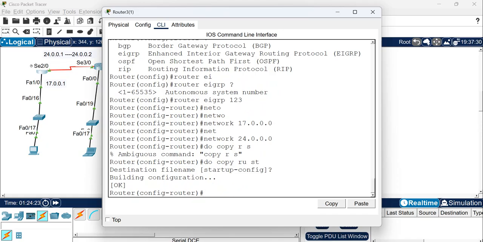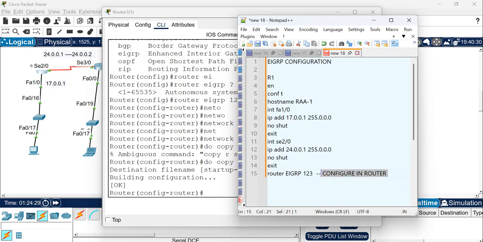So I'm going to do the same in the router now. What I'm going to do is network, which our network is 17.0.0.0, then network 24.0.0.0, then do copy run to start. Clear, guys?